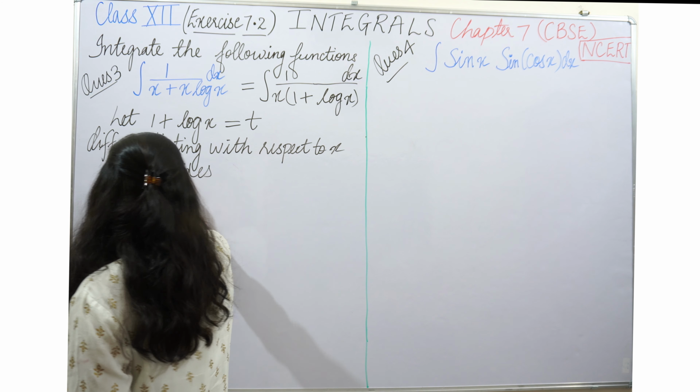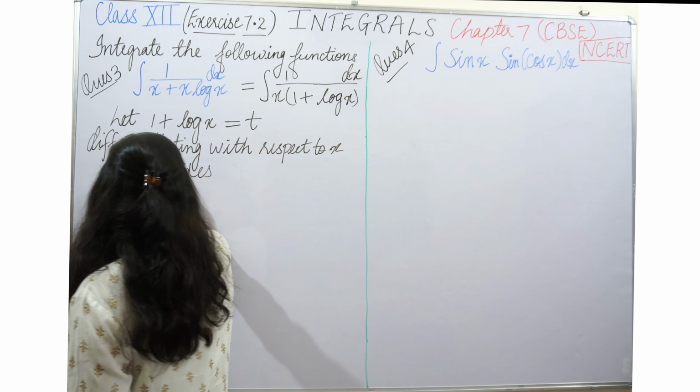I differentiated both sides, so I got 1 upon x equals dt by dx. This dx was here with the division. When it goes to the other side, it becomes multiplication. So 1 upon x dx I got directly, and I substituted dt over there.